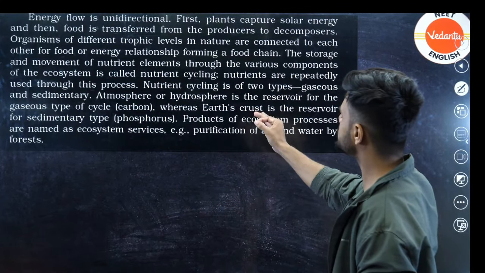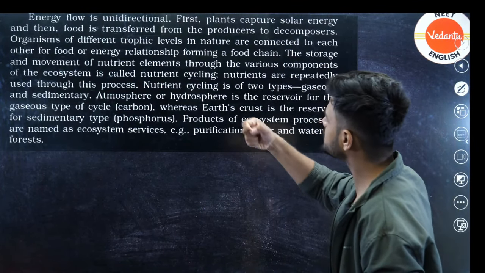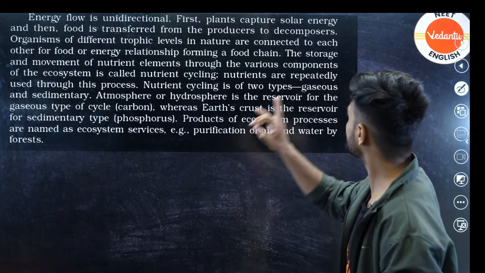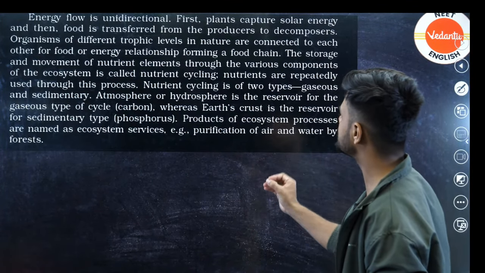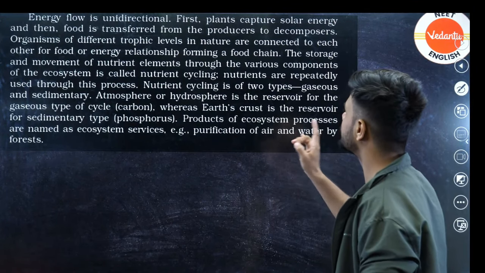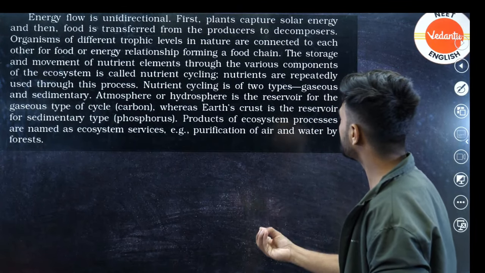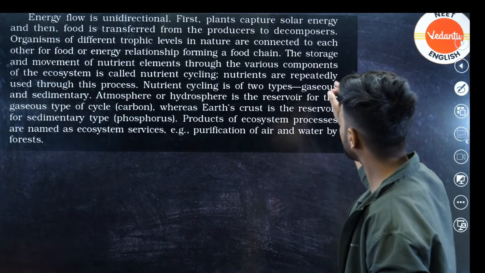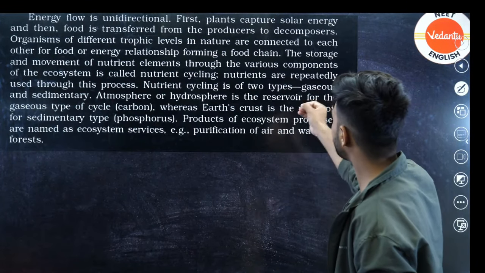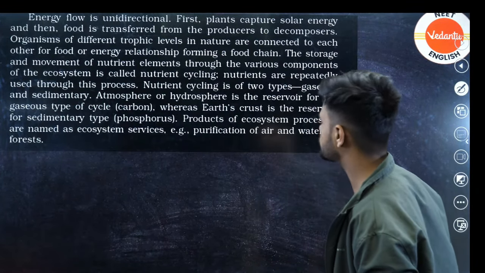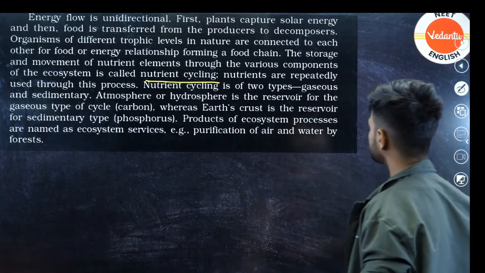Energy flow is unidirectional. First, plants capture the solar radiation, and then food is transferred from producers to the decomposers. Organisms of different trophic levels are connected to each other through food or energy relationships, forming a food chain in total. The storage and movement of nutrient elements through the various components of an ecosystem is called nutrient cycling. Please remember what nutrient cycling is here.